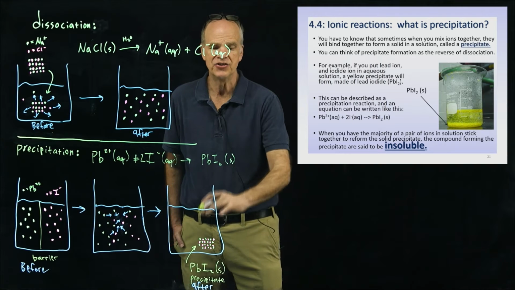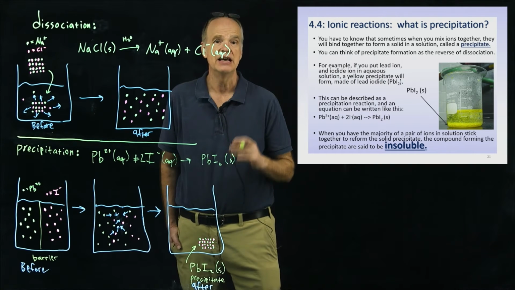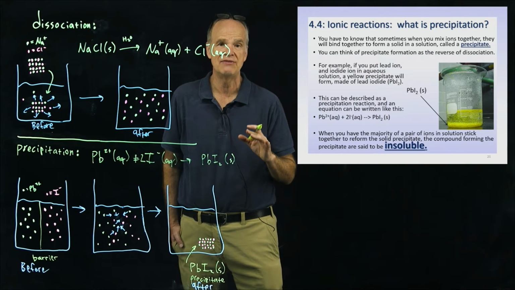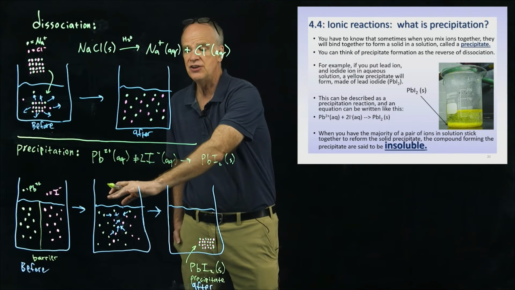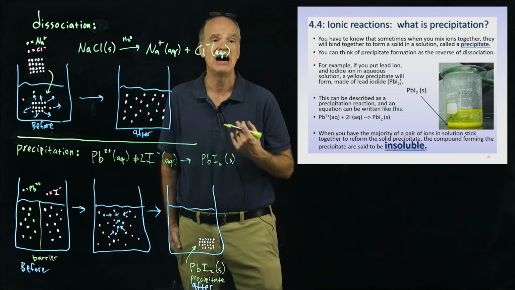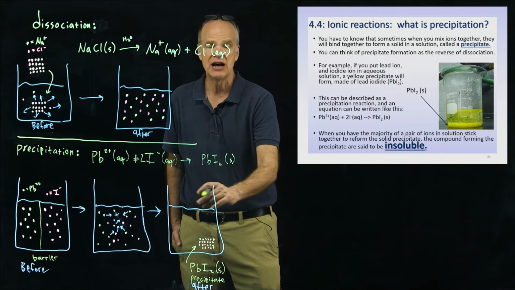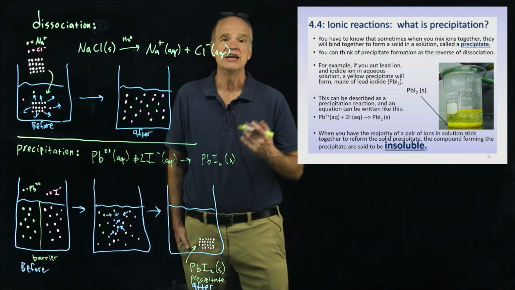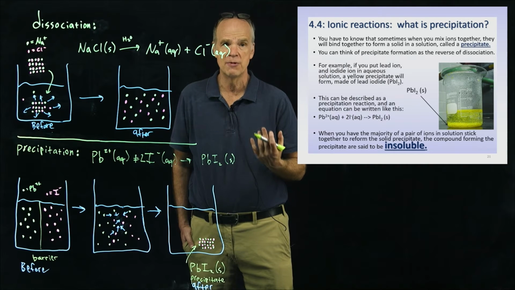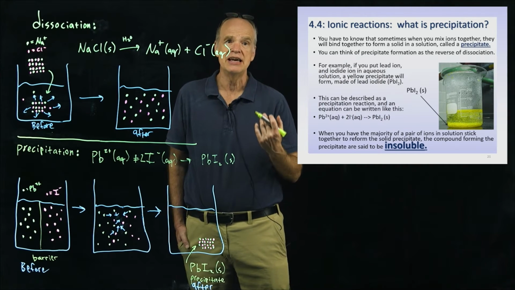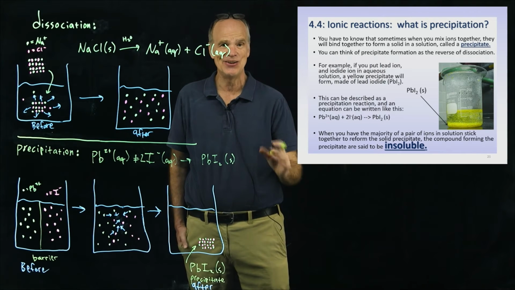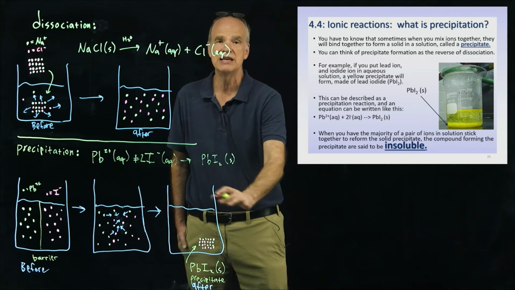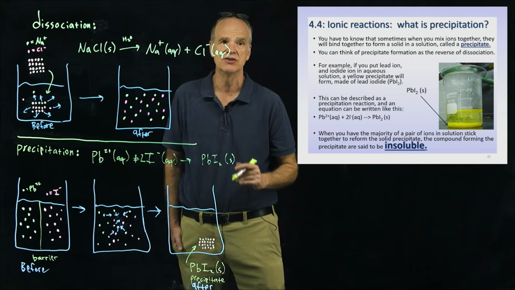Now, one of the things you also need to understand is when you have ions that form a precipitate, and when you have ions that don't form a precipitate. So in this case, we happen to have ions, lead and iodide, such that when you throw them in the water, they reform the solid, they form a precipitate. And so to indicate that, we say that lead iodide is insoluble in water because it's reforming the solid, a precipitate in the water.